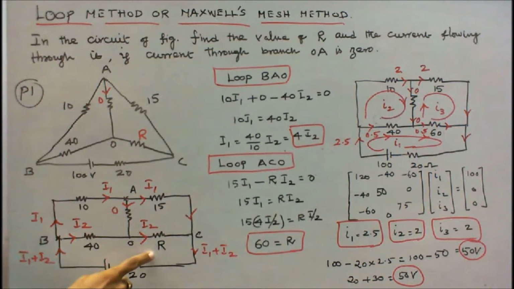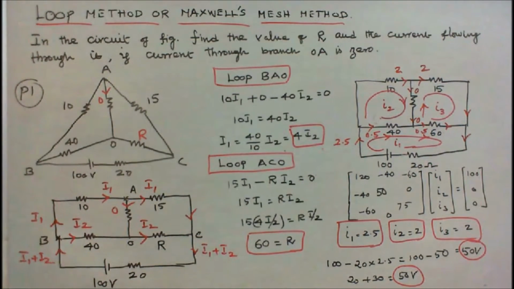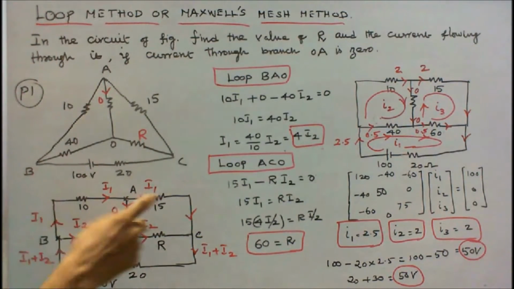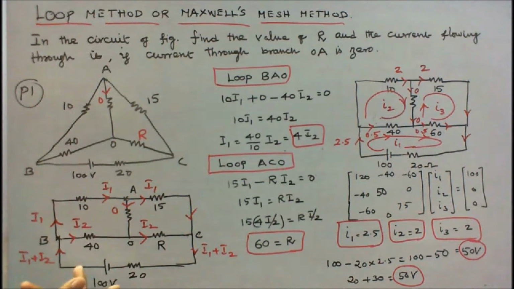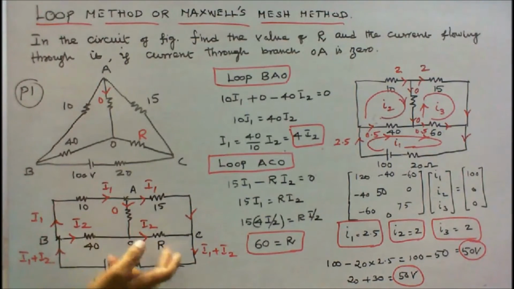The resistance value of R is equal to 60 ohms. It is something like a Wheatstone bridge. So 10 by 40, that is 1 by 4. 15 by 60, that is equal to 1 by 4. That's the thing. Now I have to find the current. What is the current flowing through the resistance R, I2? If both ratios are equal, naturally the voltage is the same. The current flowing through AO is equal to 0. Anyhow, I wish to find the current through the resistance R.